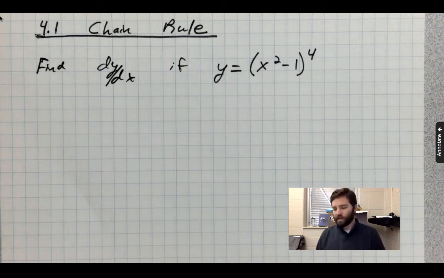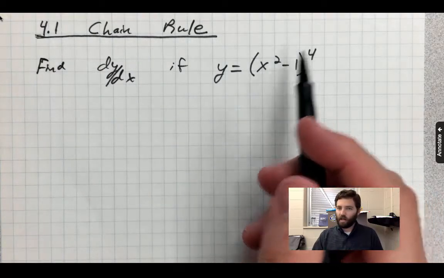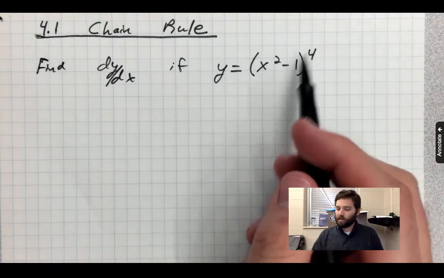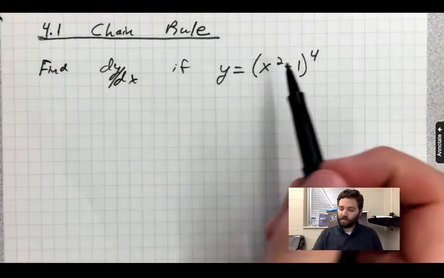So today, I'm going to start off with a problem here that I don't think you know how to solve at this point with the rules that we learned from chapter 3. And that is finding the derivative of y equals x squared minus 1 to the fourth power. I don't think you know how to do this because it's not strictly a power rule.